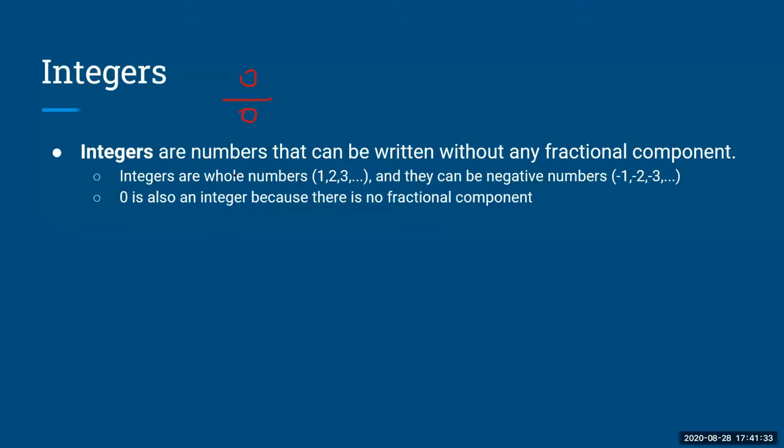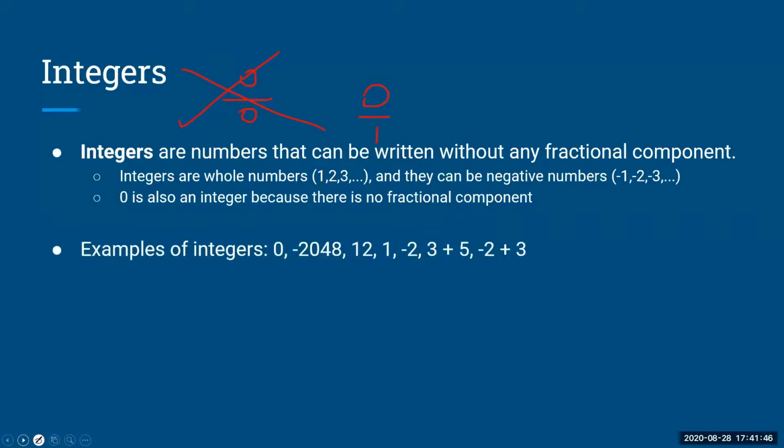That is doomed. Don't do that. This is doomed. Don't do that. 0 divided by 1 though is fine, but don't do this. Don't do that. Okay. So examples of integers: 0, -2048, 12, 1, -2, 3 plus 5 because you can simplify that to 8. That's also an integer. -2 plus 3 because you can simplify that to 1, +1.